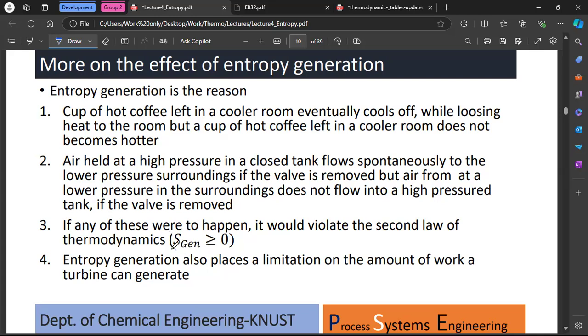It allows for Sgen to be greater than or equal to 0. But in the case where we are moving from lower pressure to higher pressure, that cannot happen, because if we try that, we'll be getting Sgen to be less than or equal to 0, right? So entropy generation will place a limitation on the amount of work that a turbine can also generate.